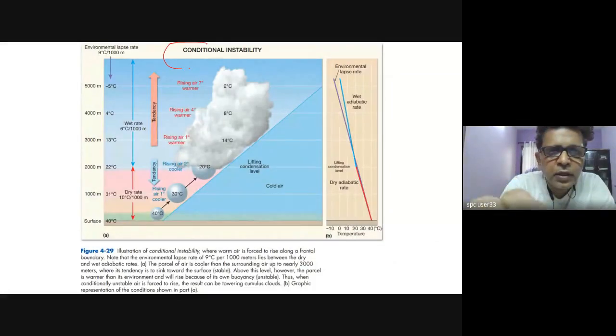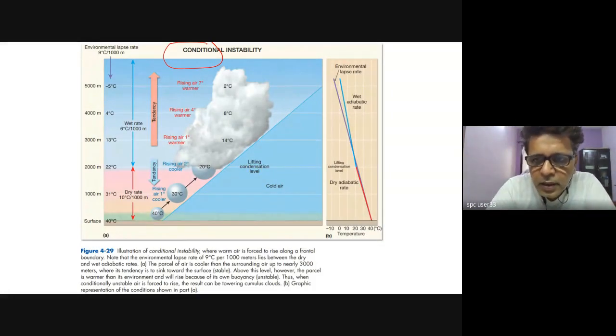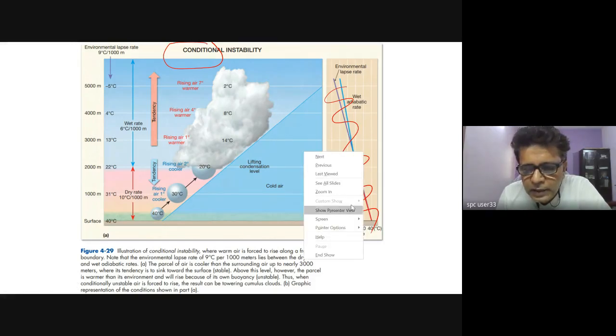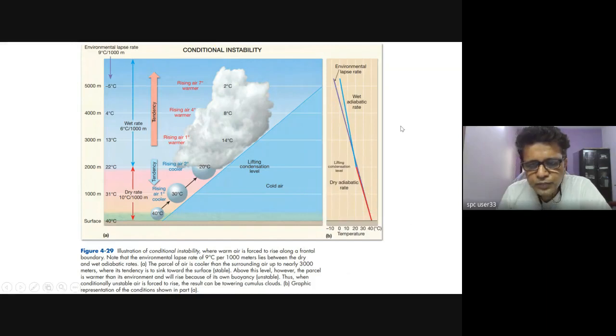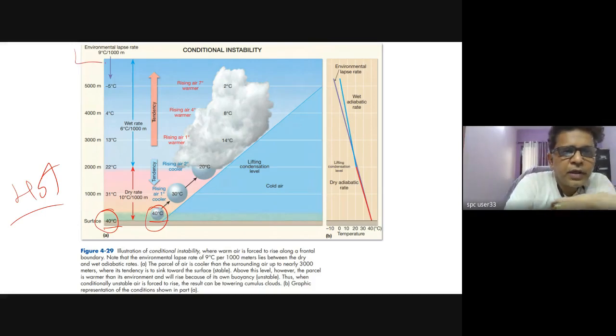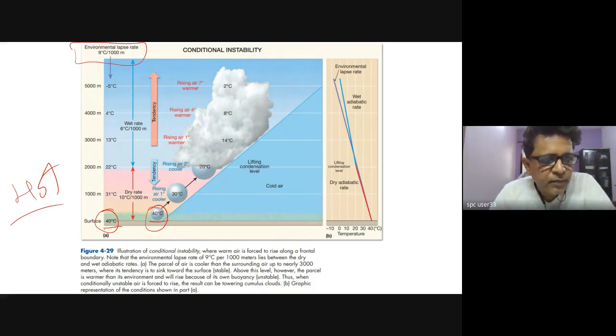Now, when I say conditional instability, you'll see that the relationship between the two curves is very intricate. They are not going much far away from each other. Let us understand what exactly is happening at the base. Again, let us assume that this is hot, 40 degrees, 40 degrees. The environmental lapse rate is not as hot as it was earlier, but it is still hot.